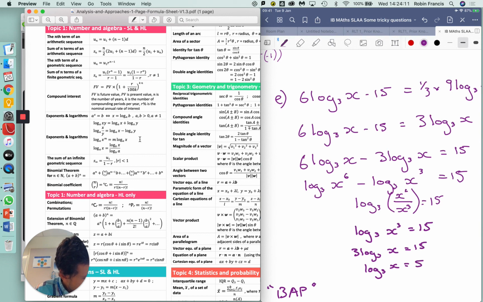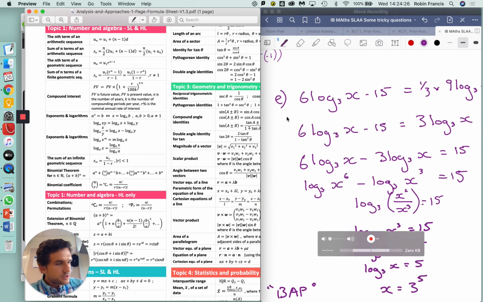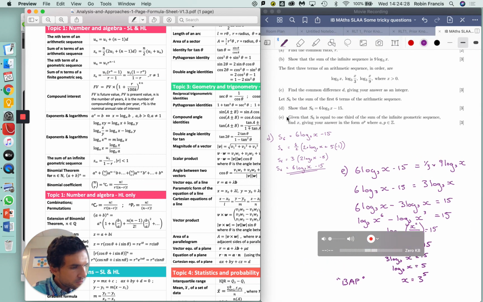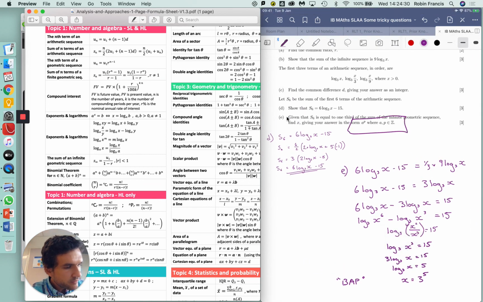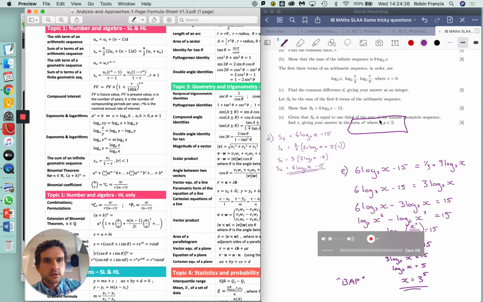So then now I'm going to use the base answer power as a normal exponent. So x equals 3 to the 5. Which I think, if we come out, is exactly the form that we were hoping for, something to the power of something else. So I'm fairly confident that that's the correct answer. And that's how I would approach that one.